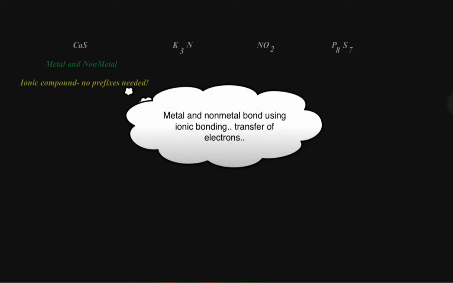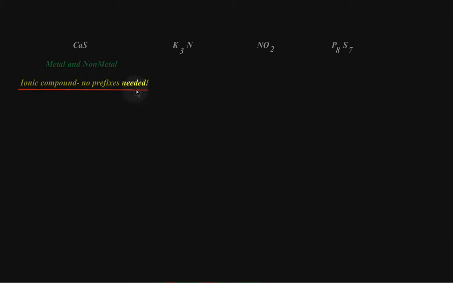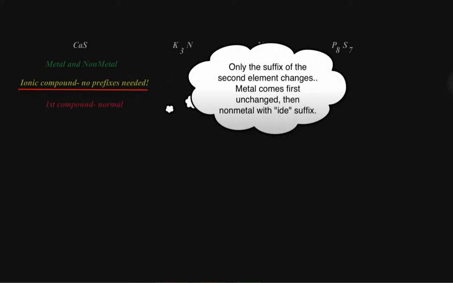So now that we know it's metal and non-metal, what we have to do is determine whether it's covalent or ionic, and metal and non-metal is ionic. So once we know that it's an ionic compound, we realize that there are no prefixes needed. You don't need any dis, tris, tetra, hepta, whatever. All you do is, with the first compound, write down the normal name of the element. The second compound, you drop the suffix, the last part of the word, and replace it with "-ide". As a result, this is calcium sulfide.